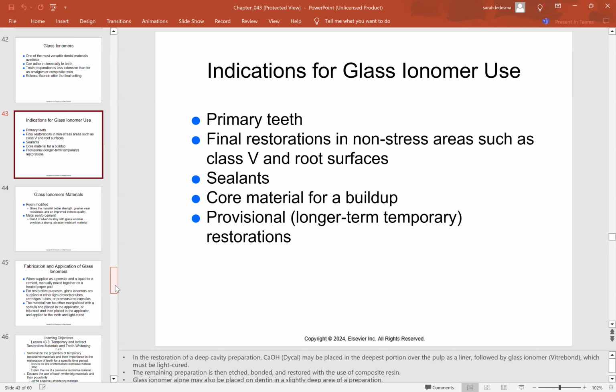Indications for glass ionomer use would include primary teeth, final restorations in non-stress areas, such as class 5 and root surfaces, as a sealant, a core material for a buildup, or a provisional, long-term, temporary restoration.